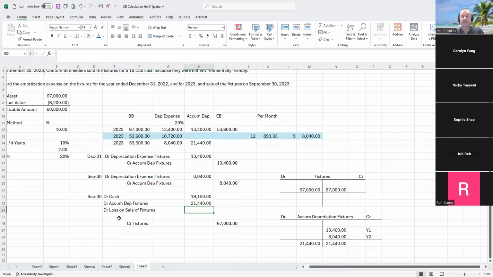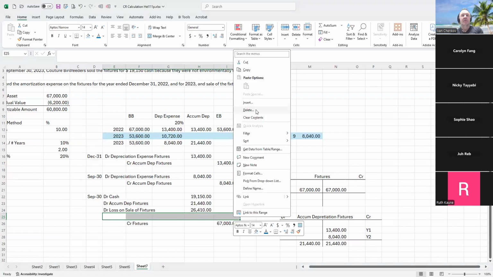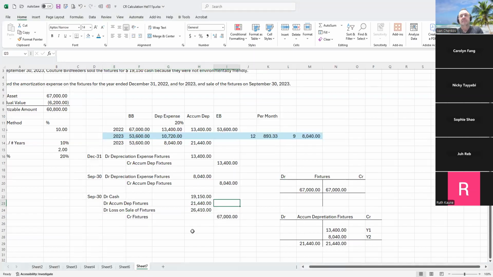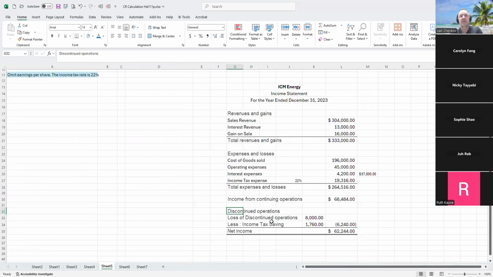How much did we lose? Minus this one and minus that one. So we lost 26,410. Where is this loss going to go? Where are we going to show this loss? Income statement. And what are we going to do with that loss? We're going to reduce our net income. Make sense?